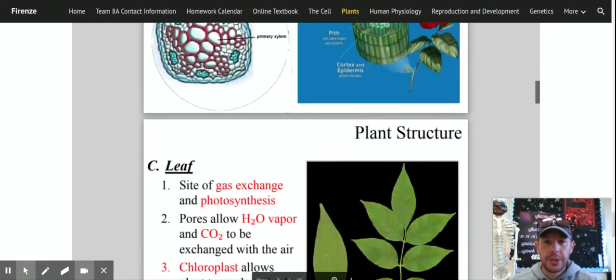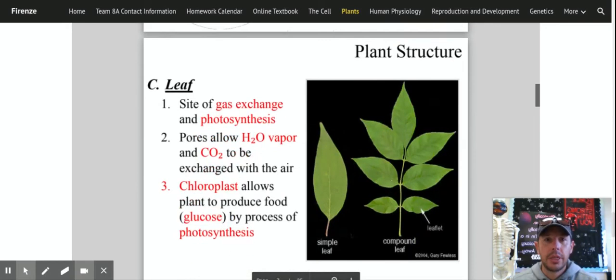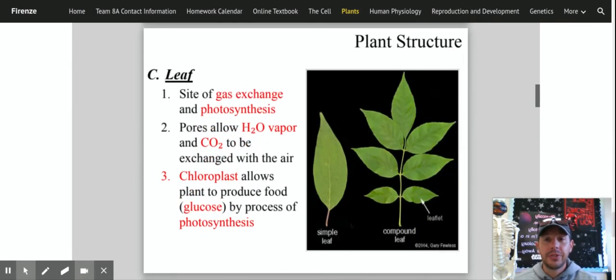That brings us to our third main structure that we're going to talk about today, the leaf. The leaf is very important. This is the site of gas exchange, and this is also where photosynthesis takes place. Now, we learned in our last unit on the cell that plant cells have this special stuff called chloroplast, and chloroplast has this green pigment in it called chlorophyll. Well, this is where photosynthesis takes place and sugar is made for the plant. This is where they make their food.